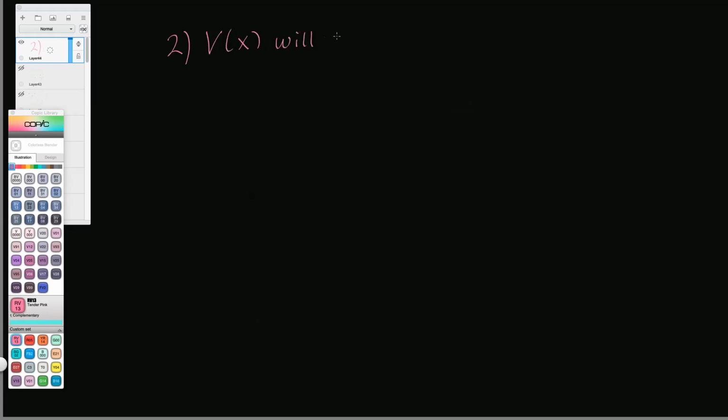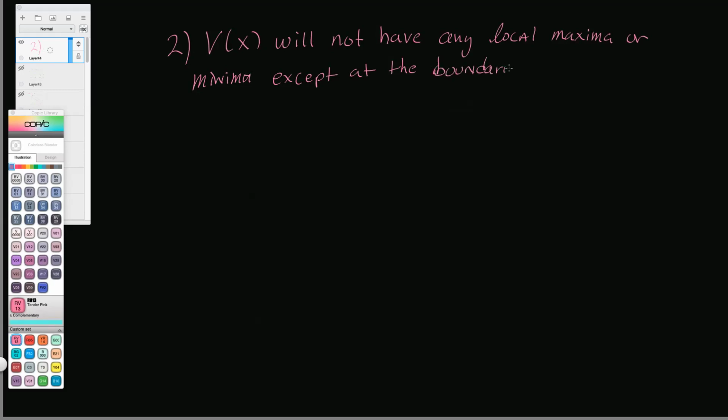So property 2. Let's get a different color for that. So we have V of X. This is an important one. It's a little hard to get your head around. V of X will not have any local maxima or minima except at the boundary points. At the boundaries, I should say just the boundaries, right? Because when we go to higher dimensions, boundaries are not points.